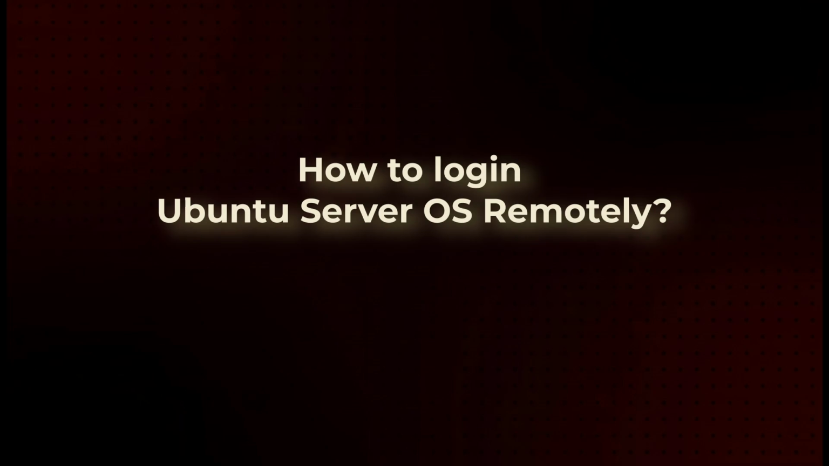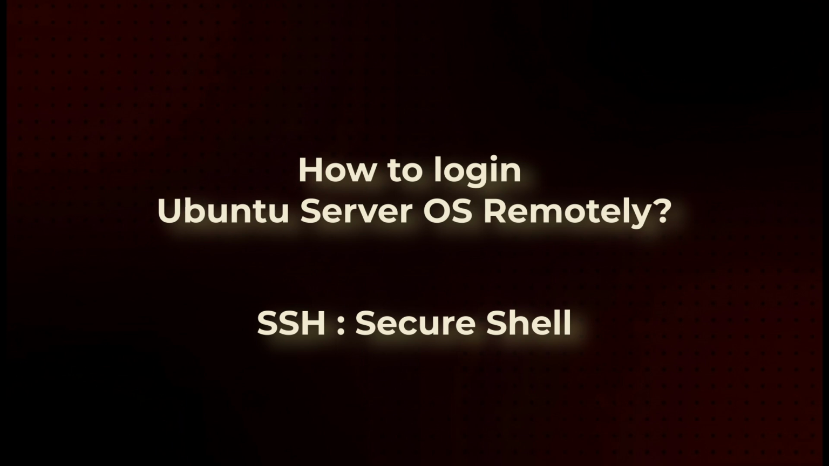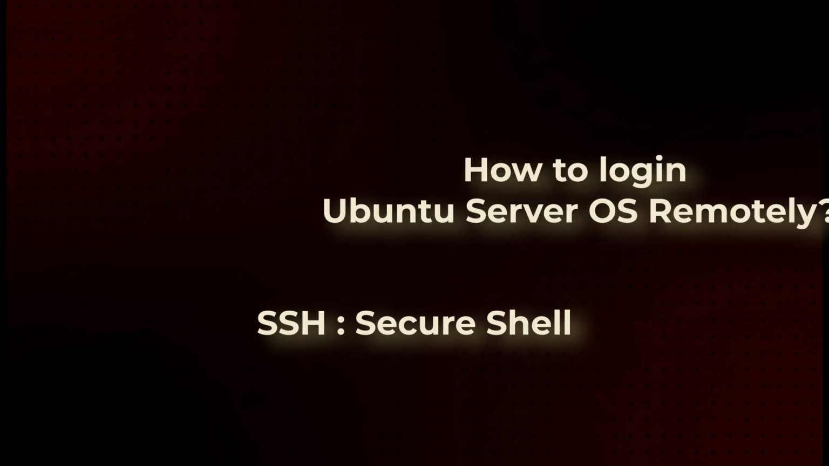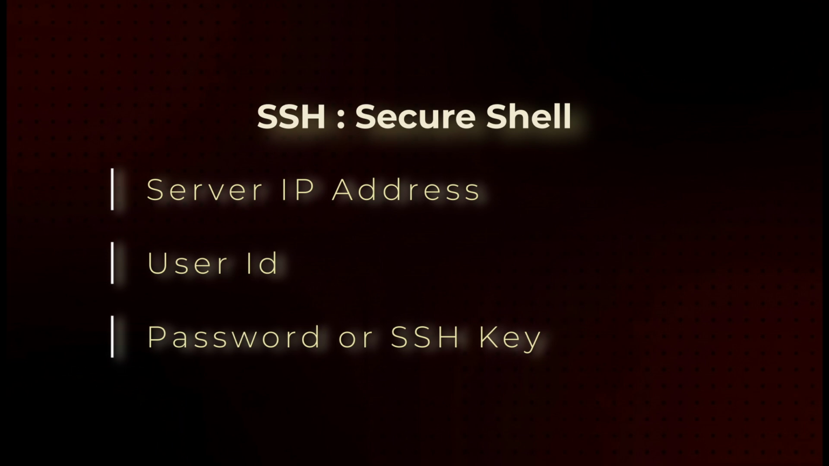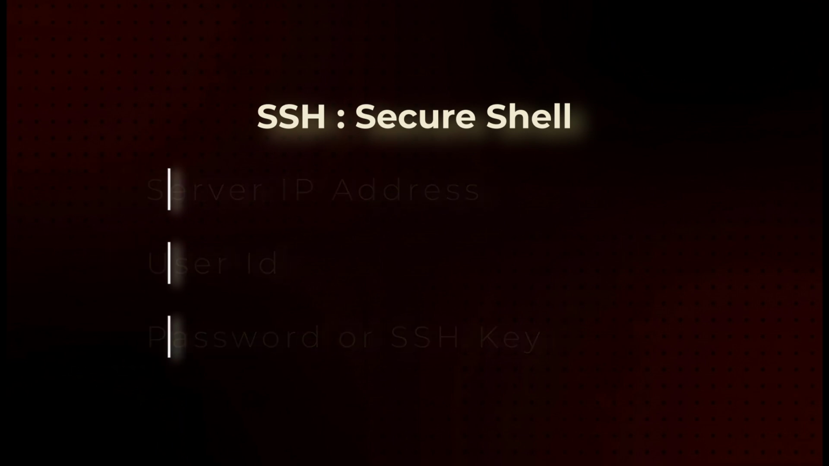First, we will understand how you log into the server remotely. To log in remotely to a Linux server, we use SSH. SSH stands for Secure Shell. It is a Linux service that runs by default on port 22 and is used to securely connect to a remote server. To connect using SSH, you need the server IP address, user ID, and either a password or an SSH key. In this video, I will use password-based authentication. Once connected, you can fully operate the server from your local system.